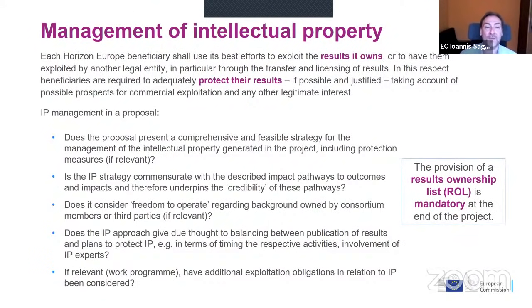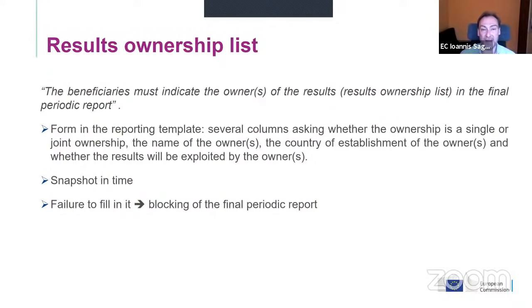Now, what comes into play as a novelty for IP in Horizon Europe is the results ownership list. The results ownership list is something mandatory, and allow me to go a bit further on that. So we would like you to start thinking, from the proposal level and then in the grant preparation phase, who owns what in this project? Actually, who owns what and what you're bringing in the project.